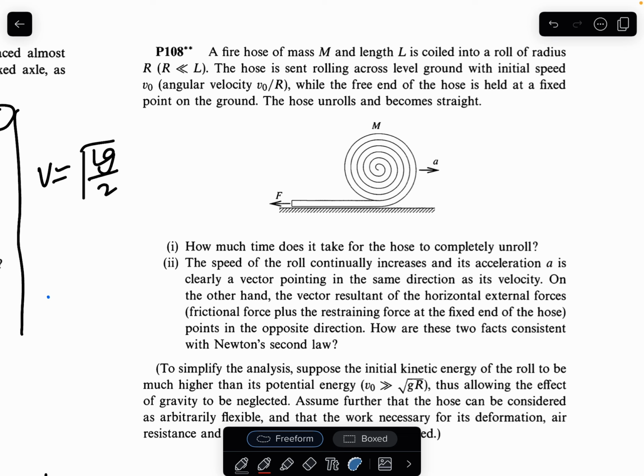Second part, the speed of the roll continually increases and its acceleration a is clearly a vector pointing in the same direction as its velocity. On the other hand, the vector resultant of the horizontal external forces, the frictional force plus the restraining force at the fixed end of the hose, points in the opposite direction. So how are these two facts consistent with Newton's second law?